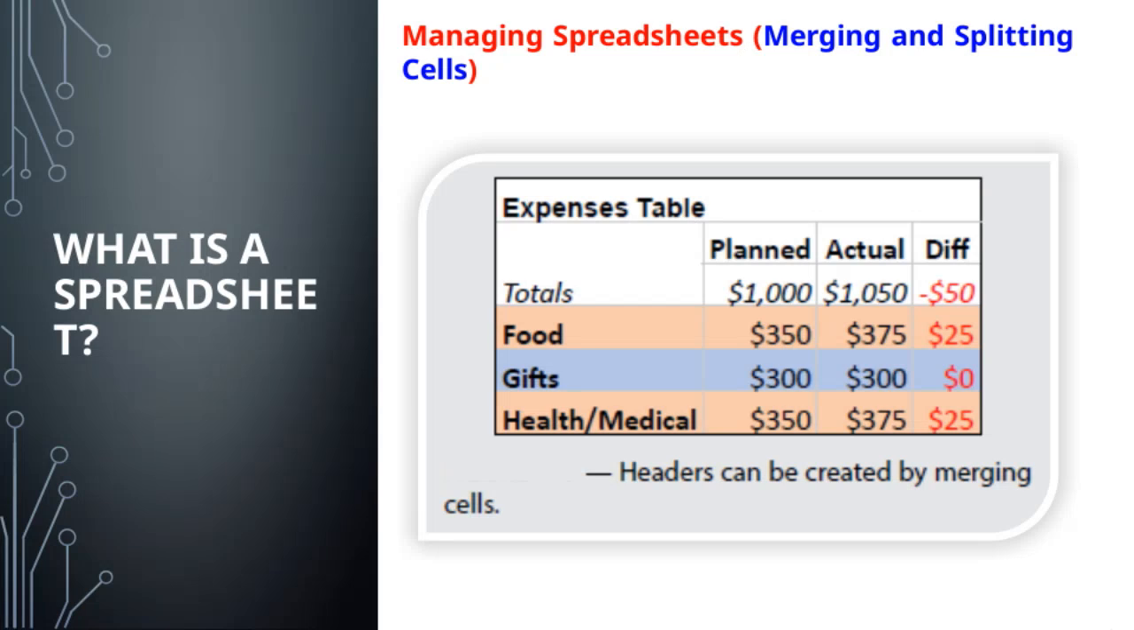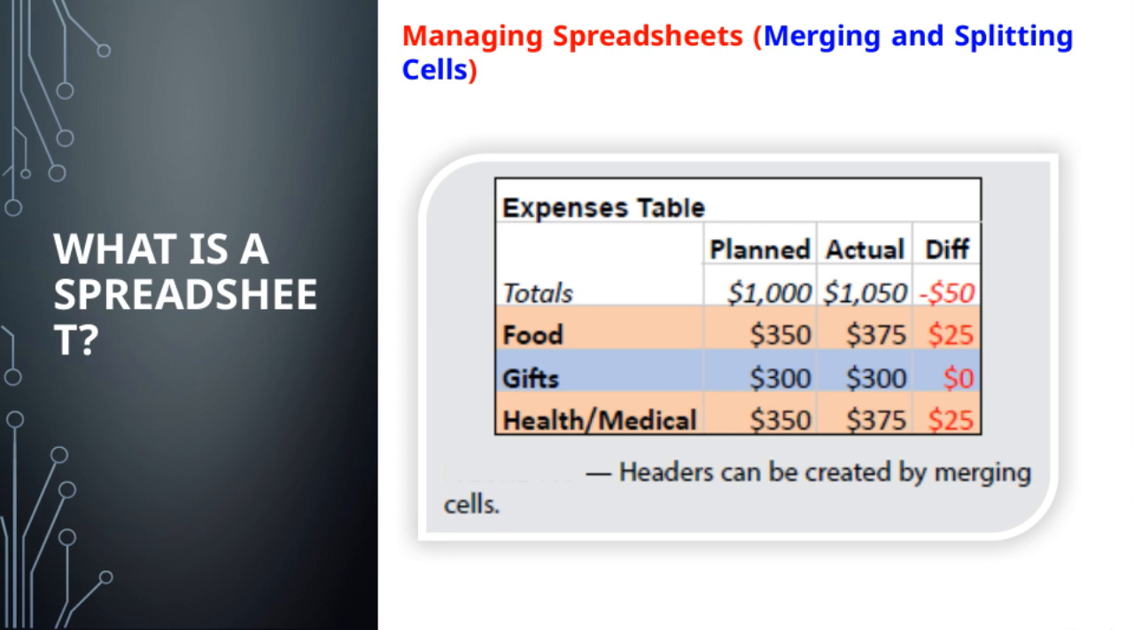Now let's talk about managing spreadsheets, specifically merging and splitting cells. These are essential skills that help us organize our data more effectively. When we talk about spreadsheets, we're referring to tools like Excel or Google Sheets, which are powerful for data analysis and presentation. Understanding how to merge cells allows us to combine multiple cells into one, which is especially useful for creating headers or highlighting important sections.